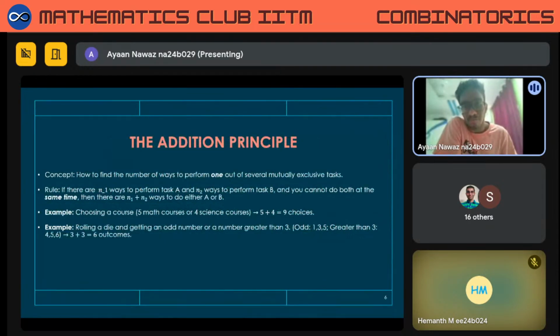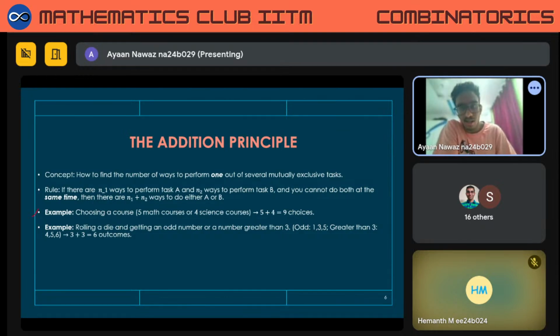Now, the addition principle. The concept of this is how to find the number of ways to perform one out of several mutually exclusive tasks. If you have n1 ways of performing task A and n2 ways to perform task B, and you cannot do both at the same time, then there are n1 plus n2 ways to do either A or B. Let's look at the example.